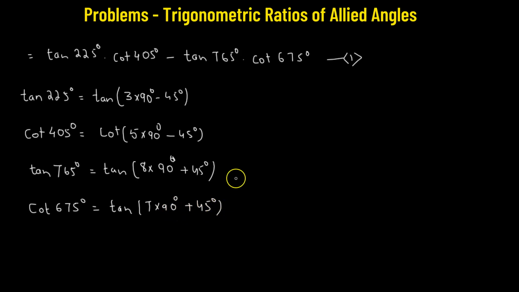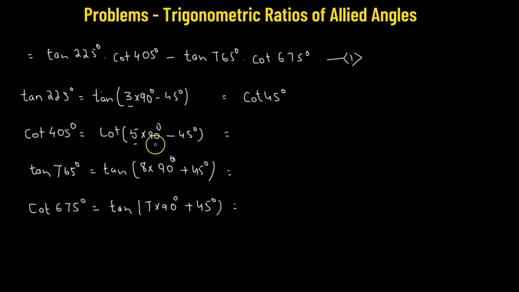We add 45 degrees. Now, the reason why we have written our angles as a multiple of 90 degrees is that in the first case, we have an odd multiple of 90 degrees. Whenever we have an odd multiple of 90 degrees, the tangent function will get converted to a cotangent function. Now we'll have cotangent of 45 degrees. We'll come to the sign. It could be either plus or minus. That will depend on which quadrant angle 225 lies in. We'll come to that in a moment.